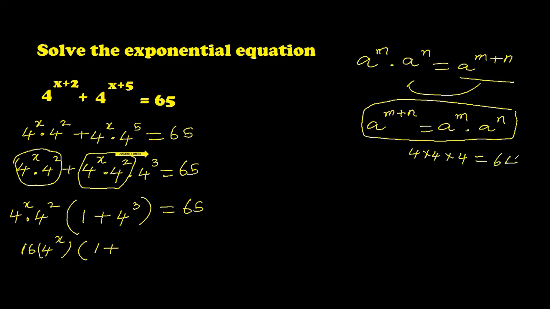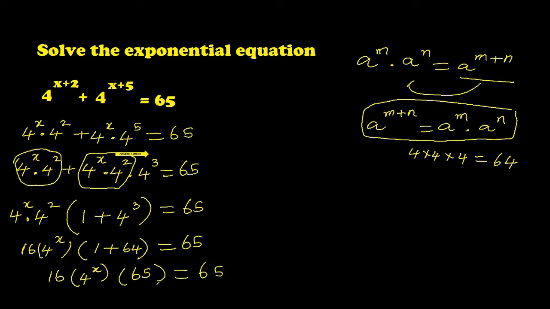4 4s are 16, 16 4s are 64. Now this is 64. 1 plus 64 is obviously 65. So the next step is this: 65 equals 65.